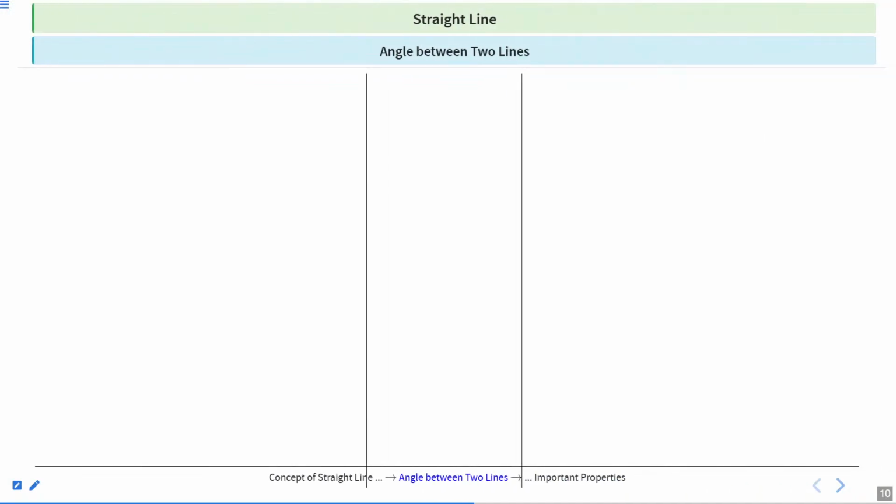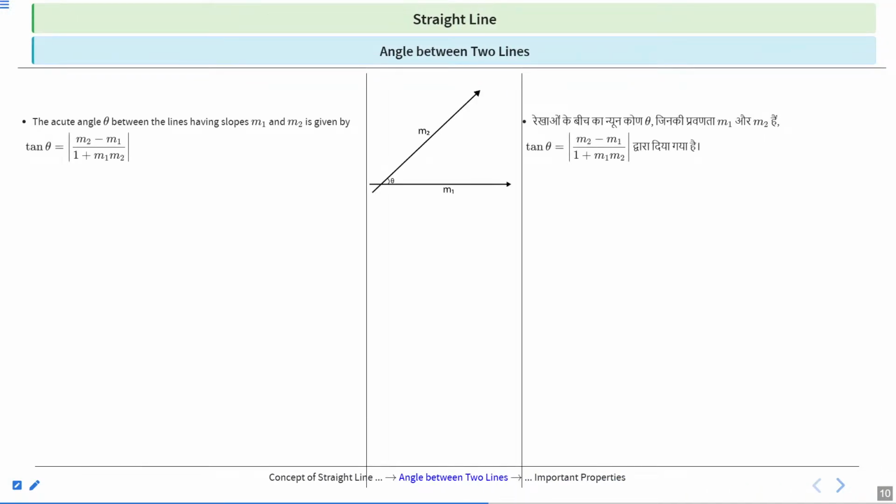So now let's see the angle between two lines. We are given two lines, as you can see in the figure, having slopes m1 and m2, and the angle between the two lines is theta. Therefore, the acute angle theta between the lines having slopes m1 and m2 is given by tan theta is equal to mod of (m1 minus m2) upon (1 plus m1 m2). Clear?